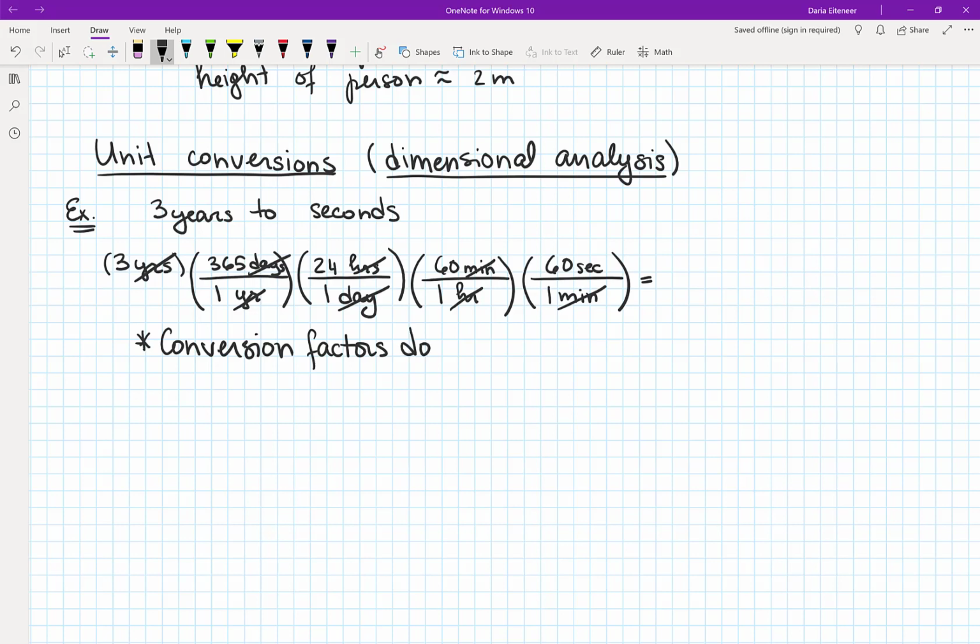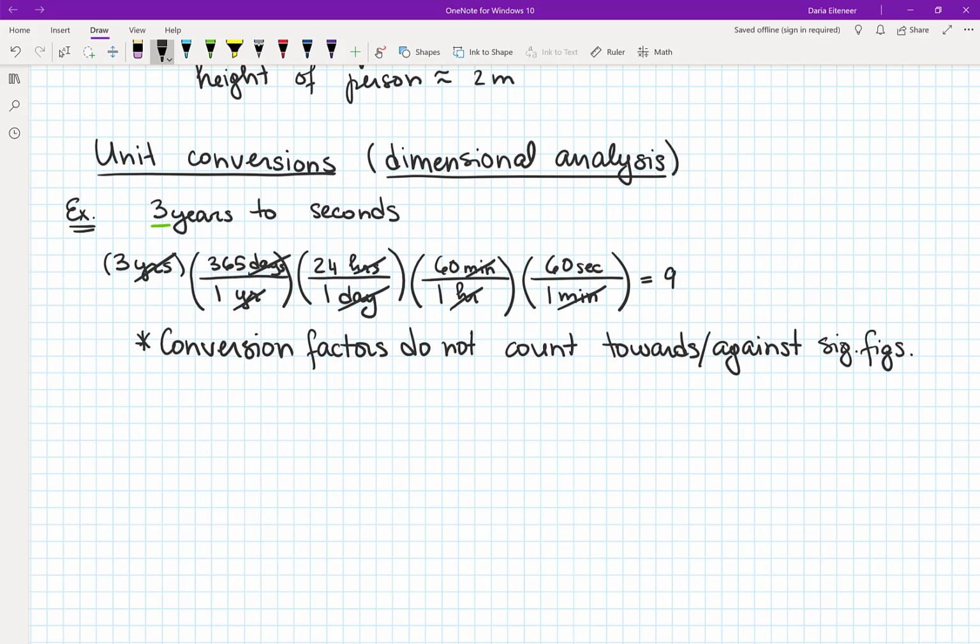Now, conversion factors do not count towards or against significant figures. Like I said, I don't really care too much if you always pay attention to significant figures or not. But if you did pay attention, then you would look at the number that was given, 3 years. So that's only one significant figure. So the number here should be rounded to one significant figure.